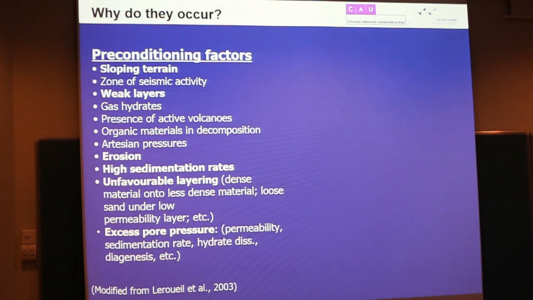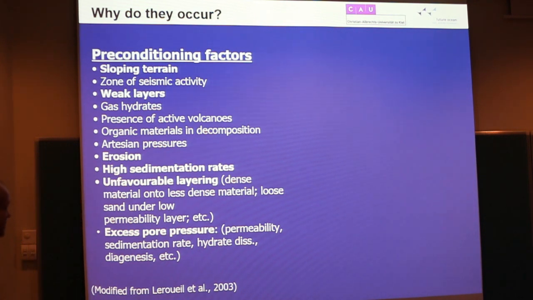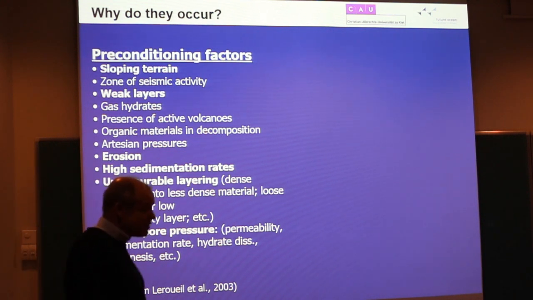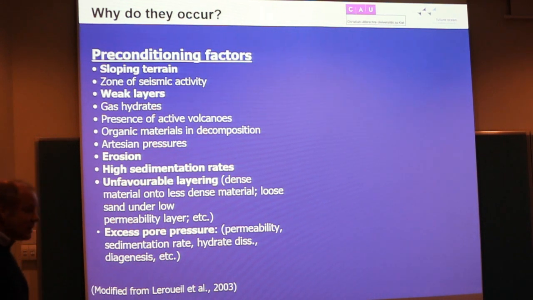Then high sedimentation rate: if you have a lot of sediment available and there's not enough time for compaction and settling of the sediments, this makes the slope potentially unstable. Unfavorable layering, for example dense material on top of less dense material, or loose sand under a low-permeability layer, may also cause a potentially unstable slope. And then excess pore pressure is also pretty important. If you have excess pore pressure, then you reduce the shear strength, and this also may build up a potentially unstable slope. And then usually you need a final trigger.